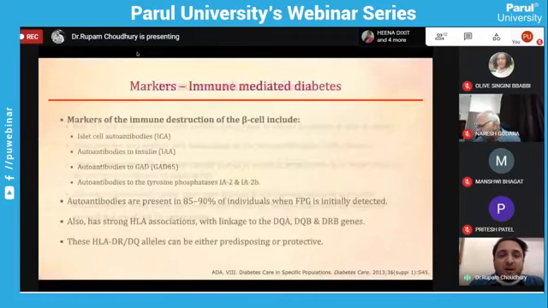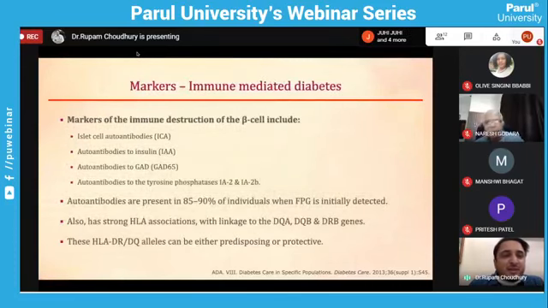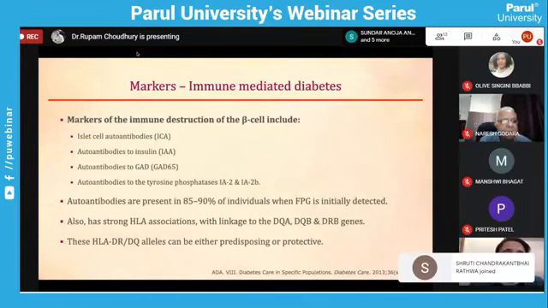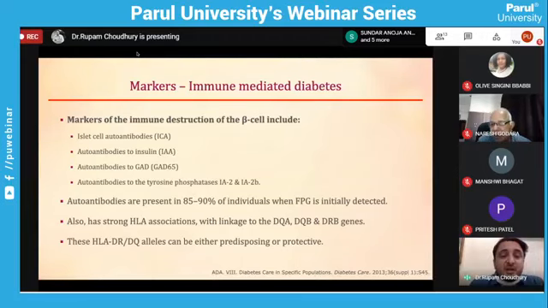What are the markers of type 1 diabetes mellitus? We have already seen. We can check for islet cell autoantibodies. It can be checked in laboratory. Autoantibodies to insulin, IAA. I have mentioned GAD autoantibodies, which are found in later phases of patients also.